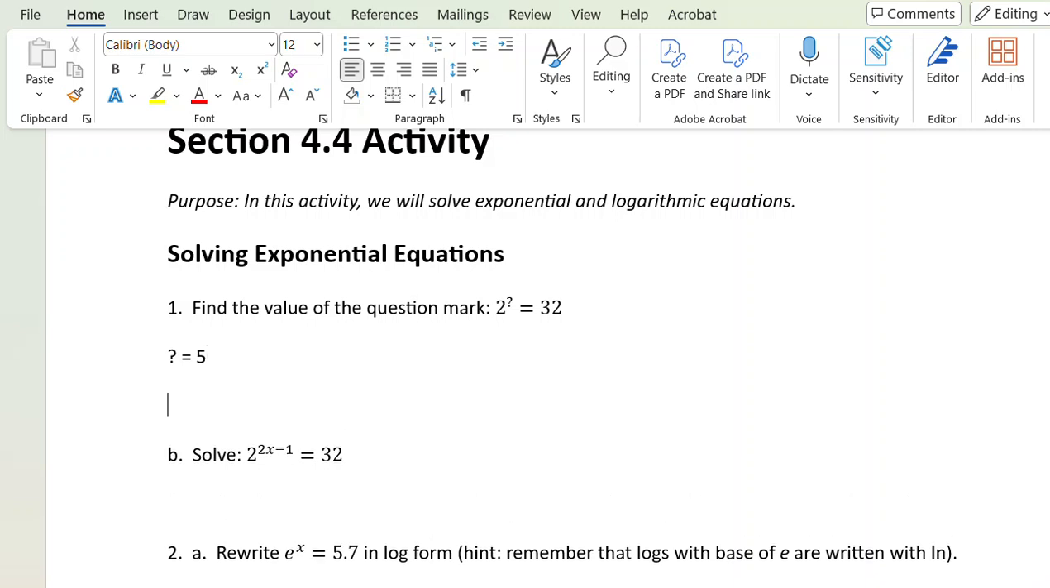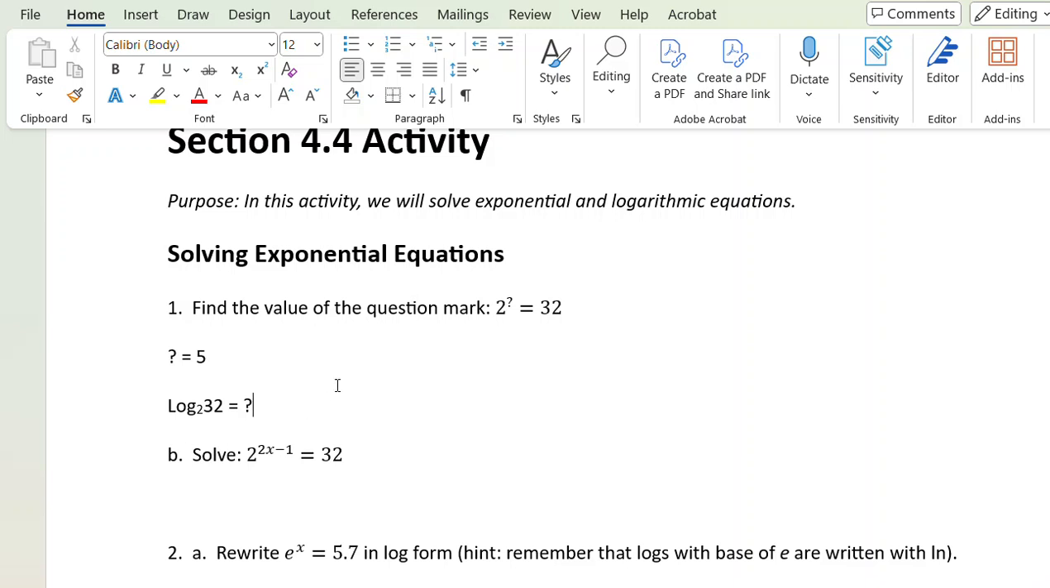So remember that when we're writing a logarithm, our subscript or our base is going to be 2, the number that the power is attached to. And then our middle number is going to be 32, the number that it's equal to in exponential form. And that's going to equal the power, which is question mark. So question mark equals log base 2 of 32.